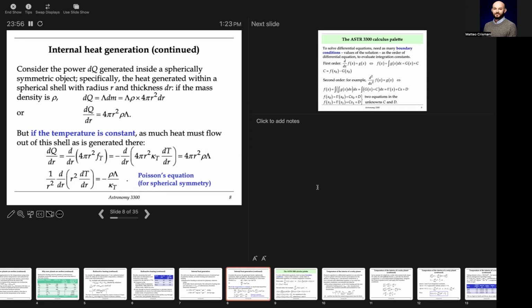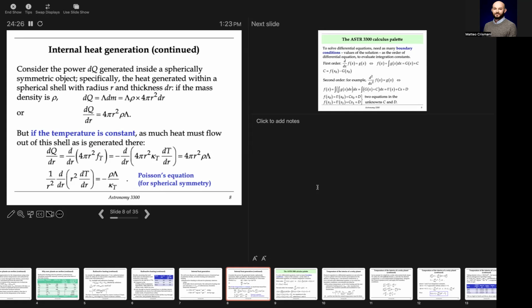So this looks like a 4 pi r squared, which is a surface area, right? Okay. And this is a flux temperature. So what I'm asking is, what is the rate of change as a function of radius of the flux temperature through the surface area? Does that make sense?